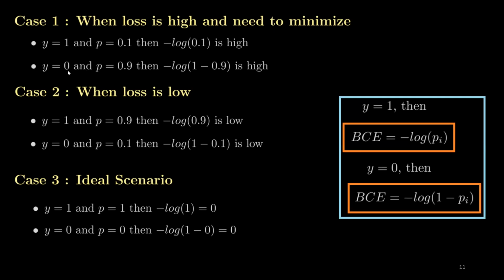The other possibility is if you have the second label, that is y equals 0 and P is high, that is 0.9. In that case, we will use this part of the equation to calculate the loss. So if P is 0.9 and you put it here, you will get minus log of 1 minus 0.9. This again becomes log of 0.1, and this value again becomes high. So here are the two situations, with y equals 1 and y equals 0, when the loss is high and we need to minimize it.